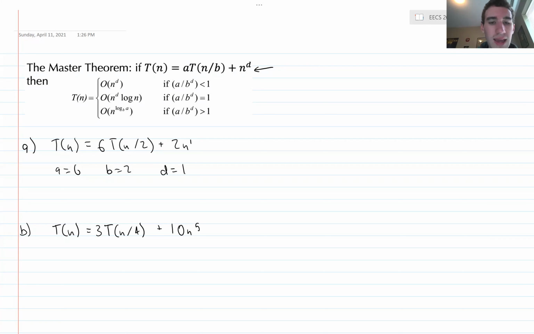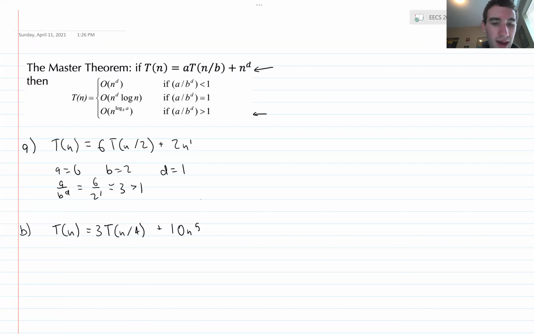Now that we've got a, b, and d, we can figure out which case of the master theorem we're using. So we're going to calculate, what is a over b to the d? In this case, it's 6 over 2 to the 1, which is 3, and that's greater than 1. And so that's going to tell us that we're going to be using this last case of the master theorem, where the last term of our recurrence is the biggest one.